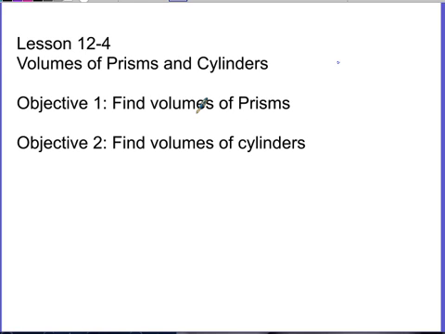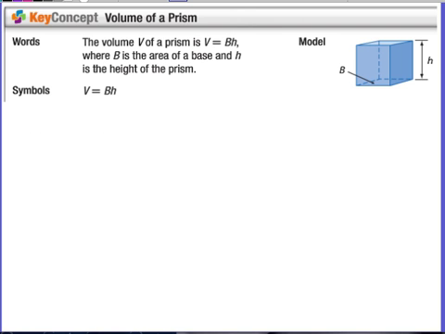Today's lesson 12.4 is on volumes of prisms and cylinders. Course objectives: we will find volumes of prisms and find volumes of cylinders. I think you'll find these formulas a little bit easier than the surface area formulas. There's not quite as much to remember with them, it seems like. But let's just jump into it and see.